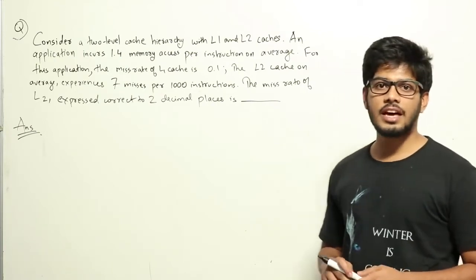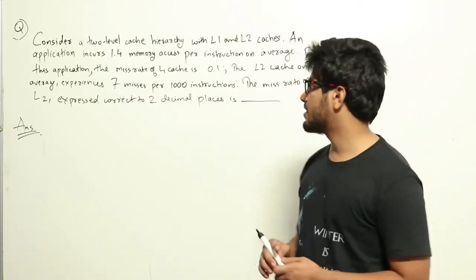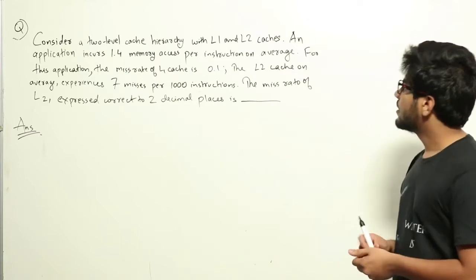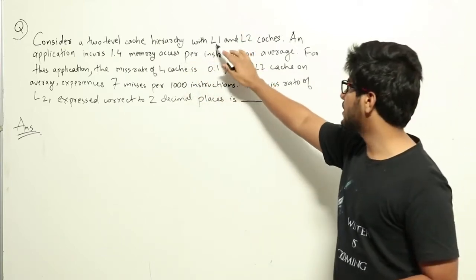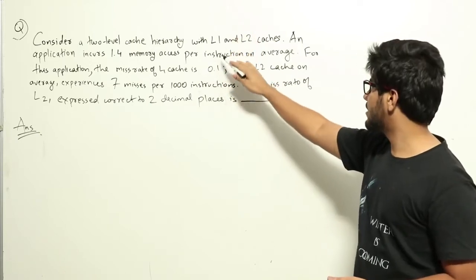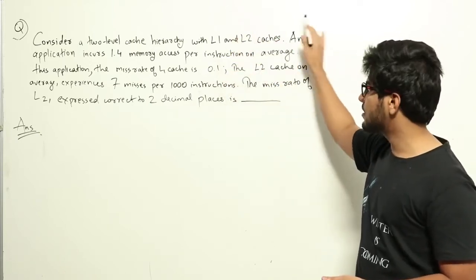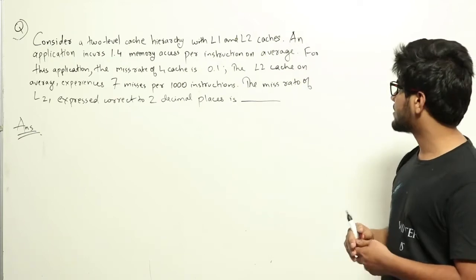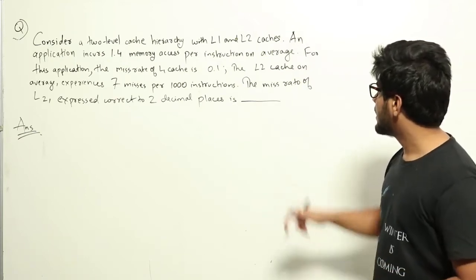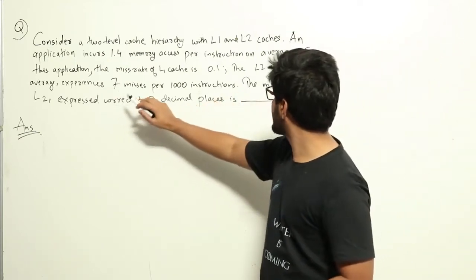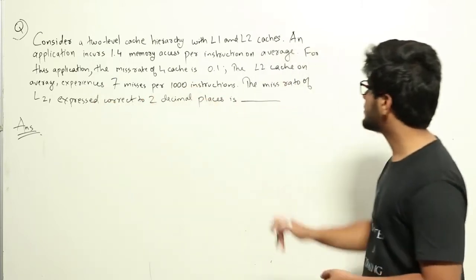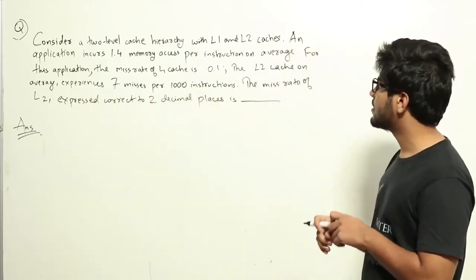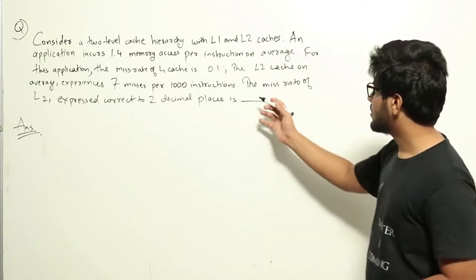So this is a question from caches coming in computer organization. So it's a two-level cache hierarchy, meaning for every memory access, first we'll look in L1 cache, and if it's not there, we'll go to L2 cache, and if it's not there, we'll go to the main memory and access. So here we need to find out the miss ratio of L2 cache. The miss ratio of L1 cache is given directly here. So let's try to find out.